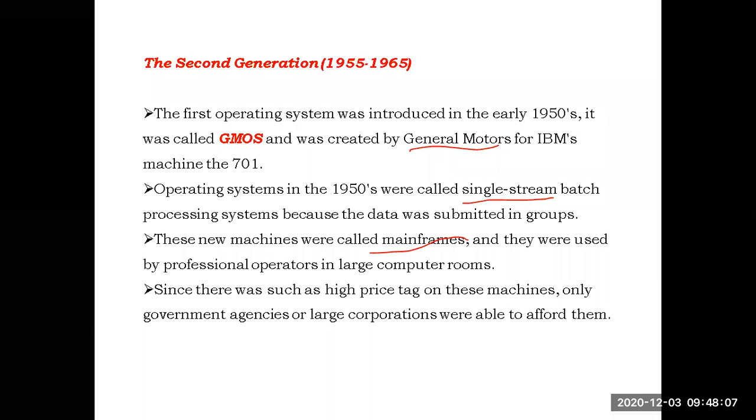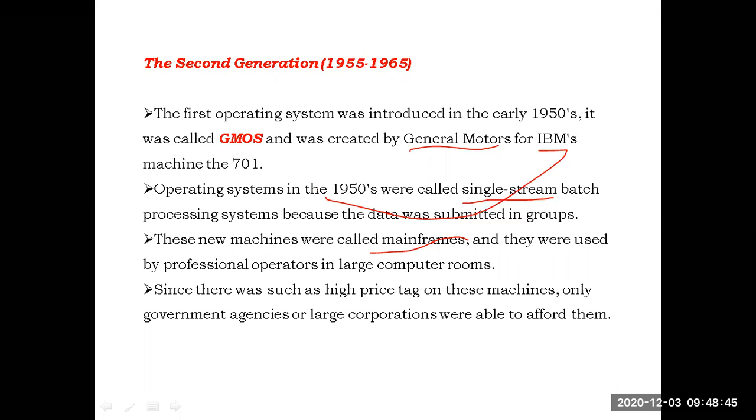Okay, this is briefly second generation. See one more time. The first OS was developed in the second generation by General Motors. The name of the first OS is the GMOS, which stands for General Motors Operating System. It was developed for the IBM 701 machine. At that time, the operating system will accept the jobs given to the computer only in the form of batches.